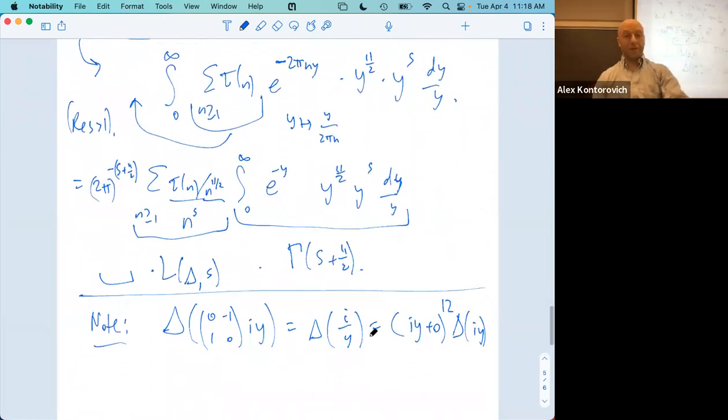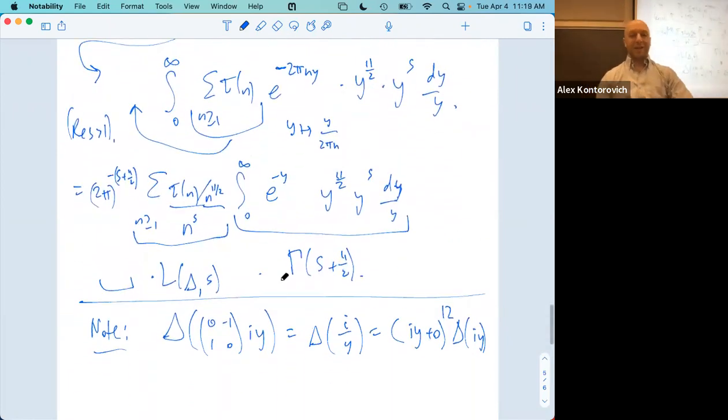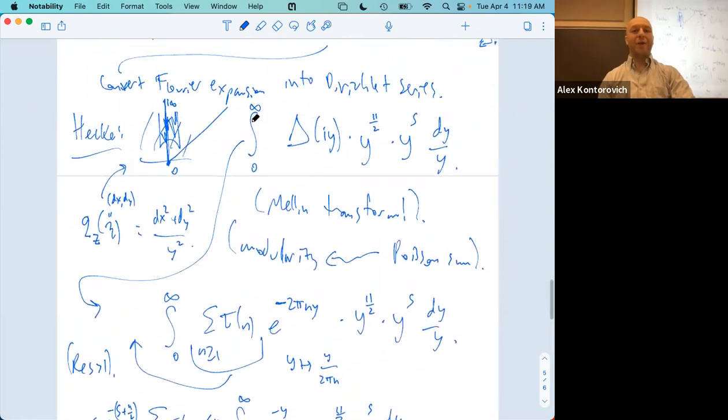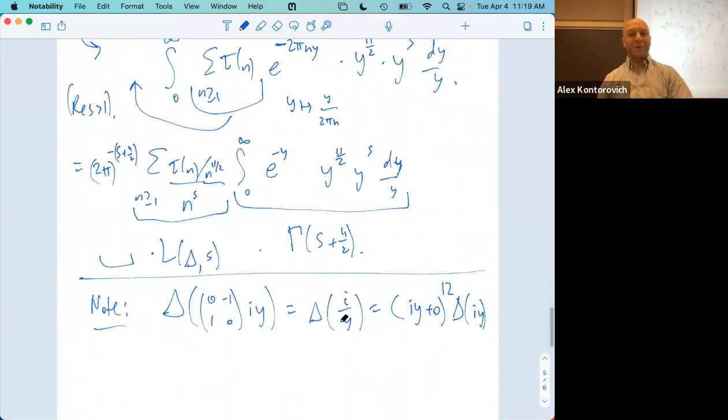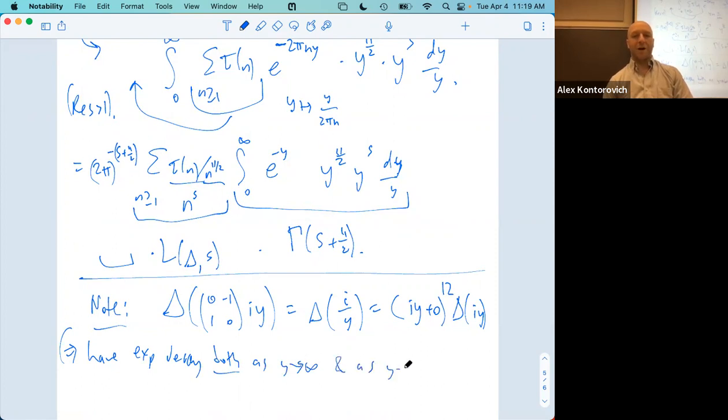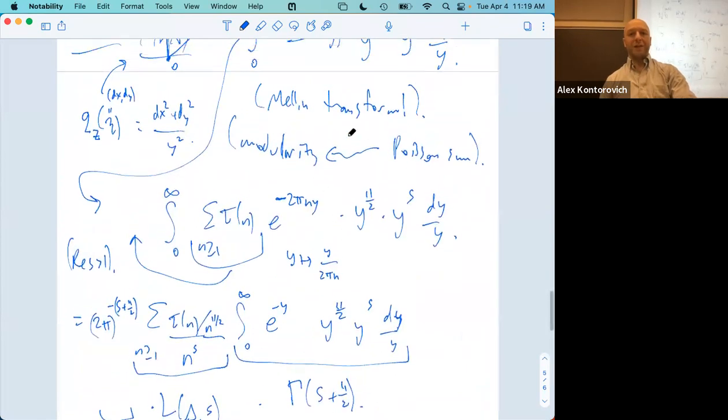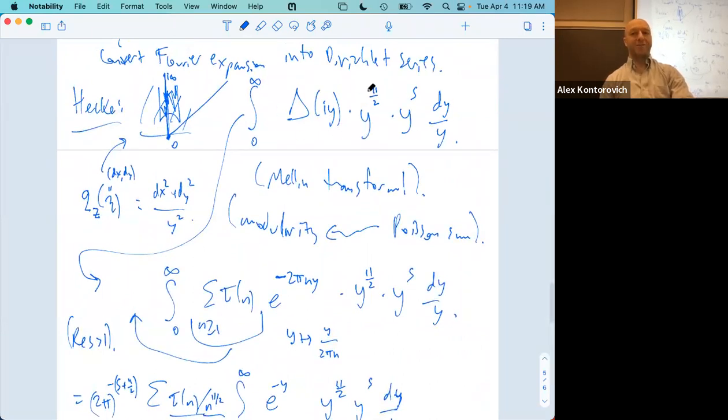Okay. So one thing we can see from this, this is what I was saying before. Why don't we have a problem at infinity? We don't have a problem because we have exponential decay times some polynomials. How about at zero? It's a cusp form. So at zero, we also don't have a problem because we do have polynomial growth times exponential decay. So this implies that we have exponential decay both as y goes to infinity and as y goes to zero. So this thing is actually an entire function.